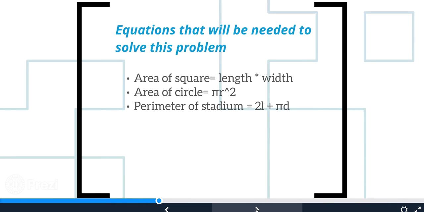For this problem, we will need three equations. Those three are area of a rectangle is equal to length times width. The area of a circle is equal to pi r squared, and the perimeter of the stadium is equal to 2L plus pi d. The 2L represents the two lengths of the stadium, and the pi d represents the circumference of the two semicircles.